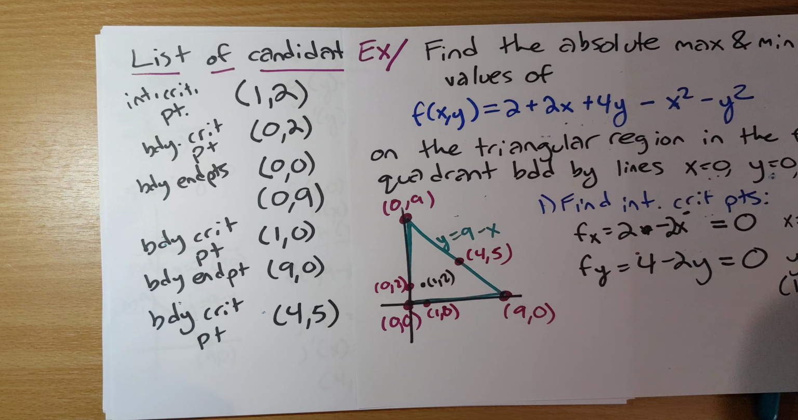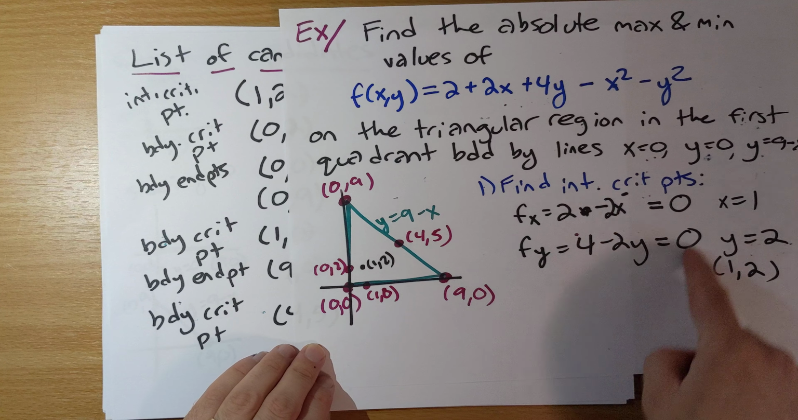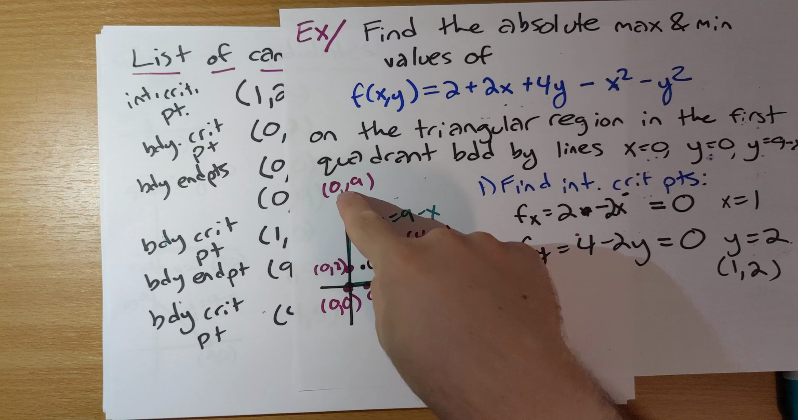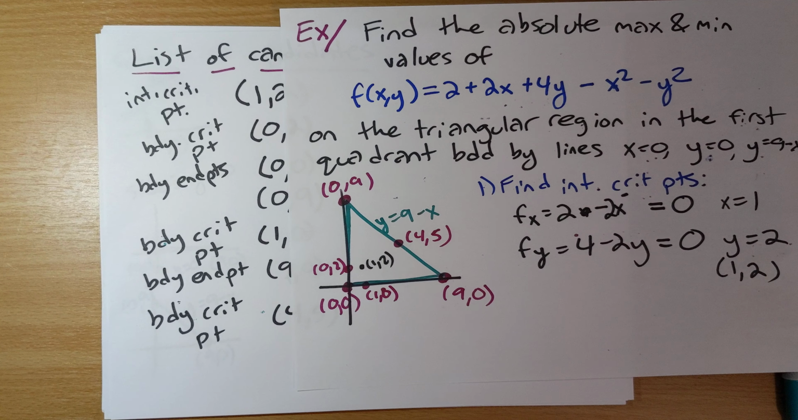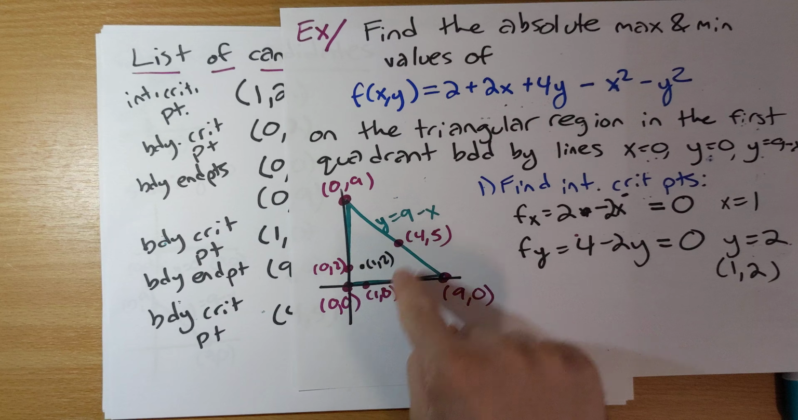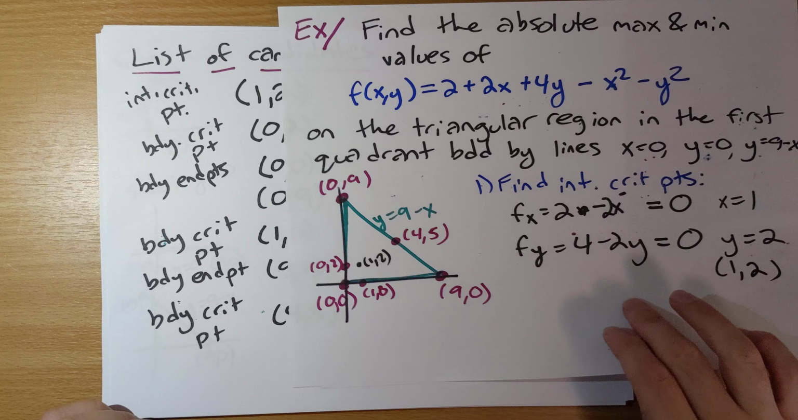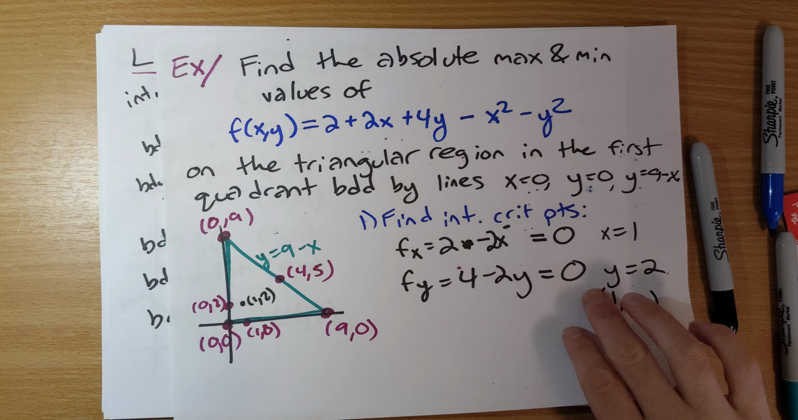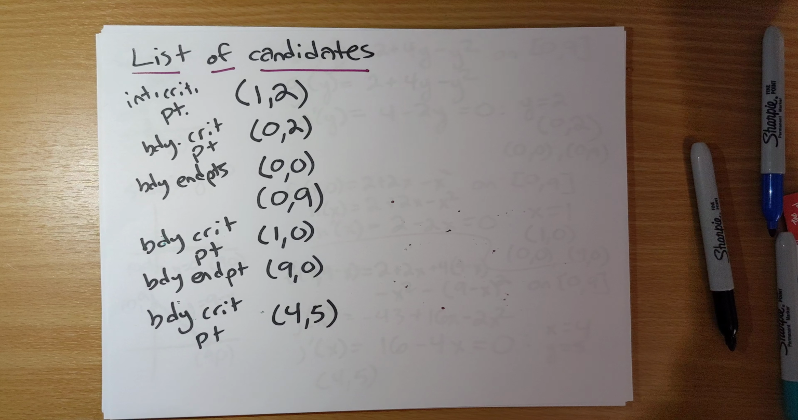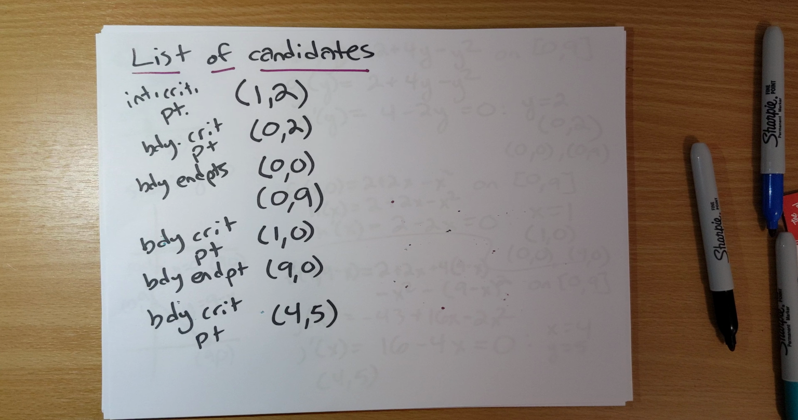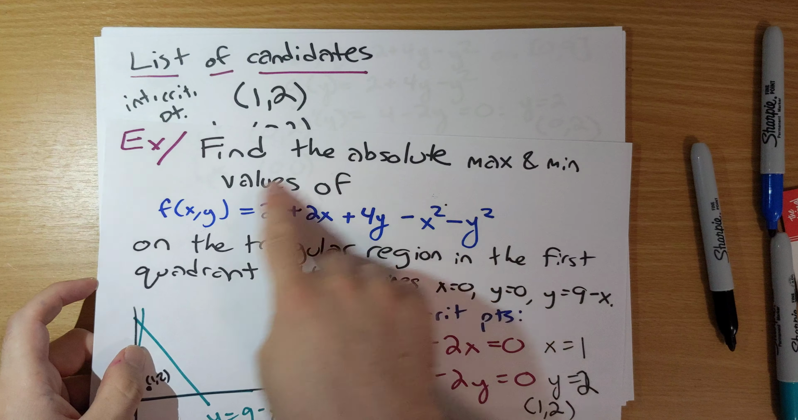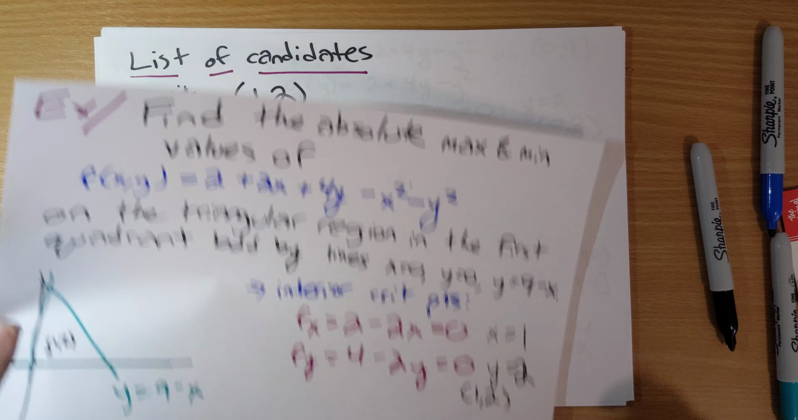So how do we find all of this stuff? We found this one, the interior critical point, from earlier in the section, and then the other 6 here: 3 endpoints of those line segments, and then critical points of the one variable functions on each of those line segments. Okay, so the very last thing that we have to do here is to plug in these 7 points into this function here.